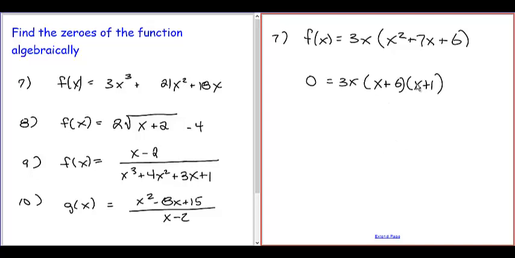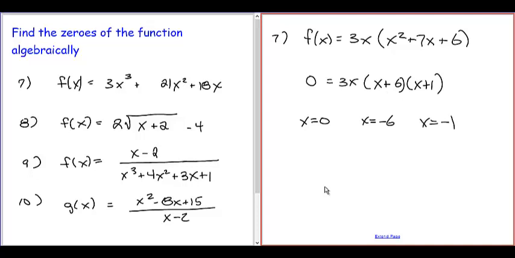So let's just check that out. x squared, 6x, 1x, 7x, and 6. Okay. Now, there are 3 zeros for this function. Sometimes people might say, well, I can just divide by x and get rid of it, but you don't want to divide by anything here. I guess you could divide by 3, but you don't want to divide by any variables. So the 3 solutions are x equals 0 from this one, x equals negative 6 from here, and x equals negative 1 from there. So those are my zeros.